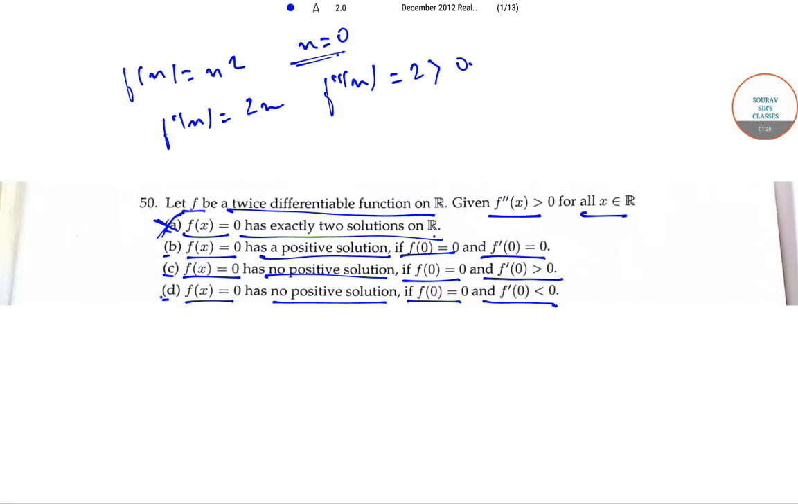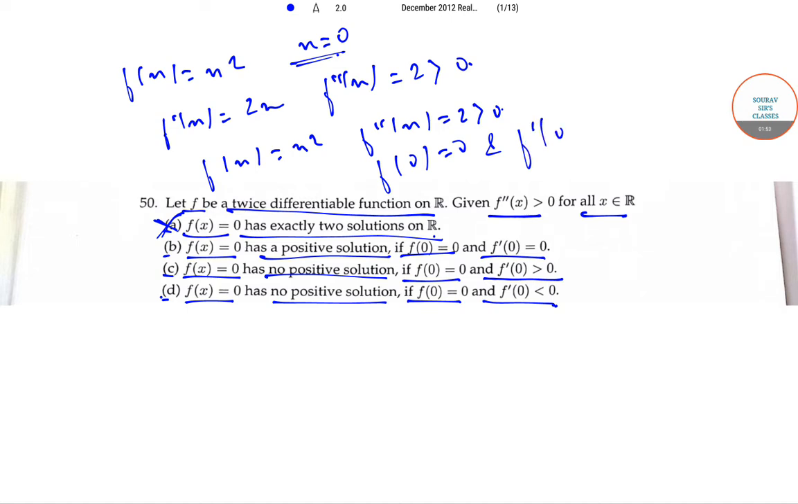Now, for option B, that is f(x) = 0 has a positive solution if f(0) = 0 and f'(0) = 0. For this again take f(x) = x squared. So we get f''(x) = 2 greater than 0. Now for this f(0) = 0 and f'(0) = 0. But f has no positive solution since x = 0 is the only solution. So option B is incorrect.